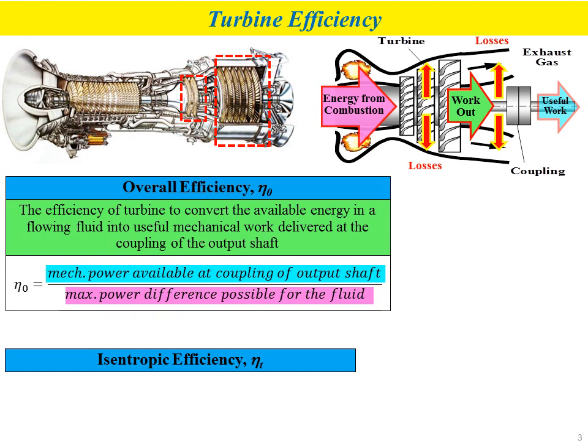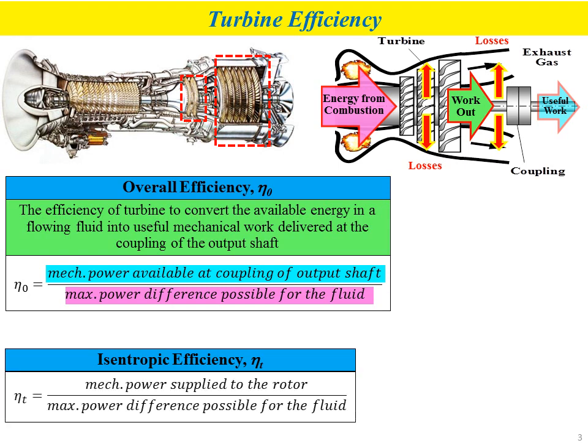The second general efficiency for the turbine we call isentropic efficiency, mu T, where the formula for mu T equals mechanical power supplied to the rotor divided by maximum power difference possible for the fluid. The mechanical power supplied to the rotor is represented by the blue color arrow, divided by the maximum power difference possible for the fluid, represented by the pink color arrow.